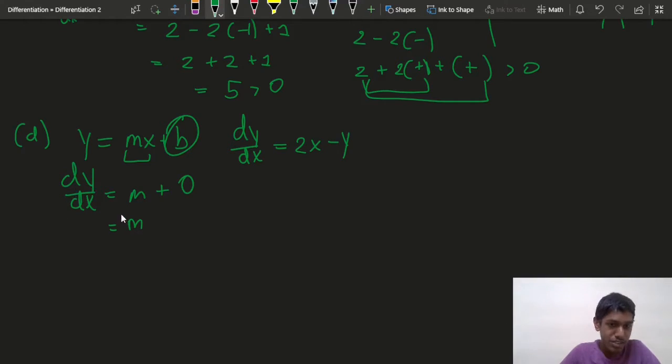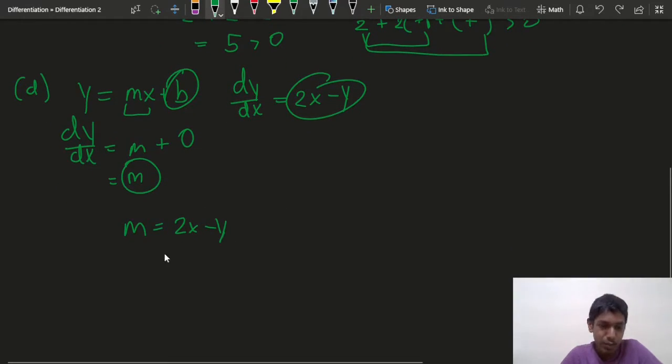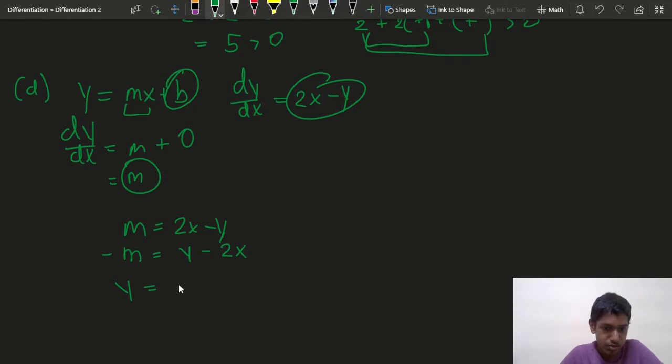Okay, so now it is natural for us to compare these two, right? So you go m equals 2x minus y. And now remember, we want something in the form of y equals mx plus b, right? So in this case, why don't we wrangle it into a form like that by solving for y? So y equals 2x minus m.